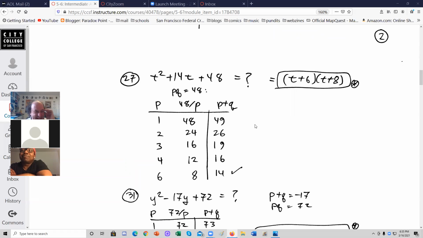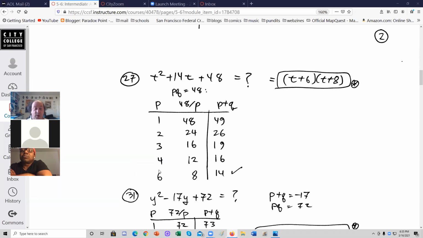I don't have time for that. So here's what we do. We have p and 48 over p, and we want the sum to be 14. Let's try it. P is 1, q is 48, the sum is 49, no good. If p is 2, then 48 over p is 24, the sum is 26, closer, but still no good. If p is 3, then 48 over 3 is 16, their sum is 19, we're getting closer. If p is 4, then 48 over p is 12, their sum is 16, oh, very close.